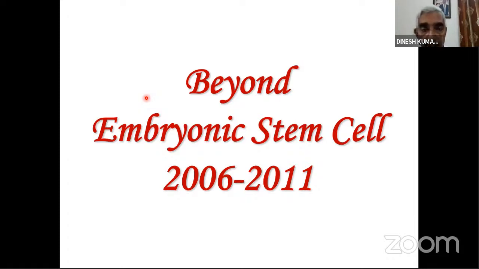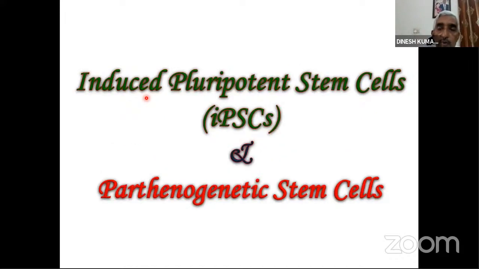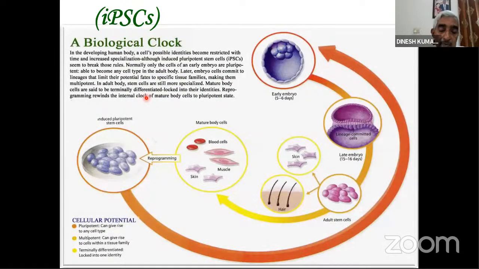Treatments are studied. But 2006 and 2011 are very crucial in this technology, because induced pluripotent stem cells and parthenogenetic stem cells were produced, and they are a revolution in stem cell technology. More than 900 laboratories all over the world are working on this technology. And what is the induced pluripotent stem cell? You can prepare a stem cell from any cells of the body.